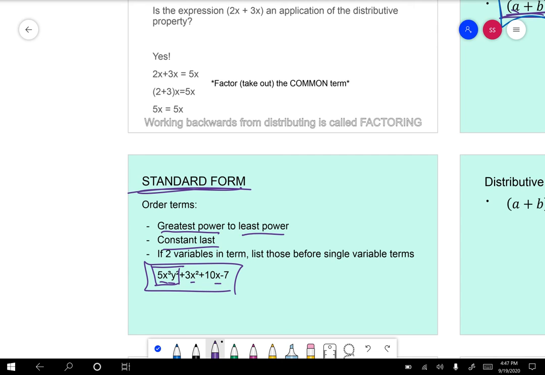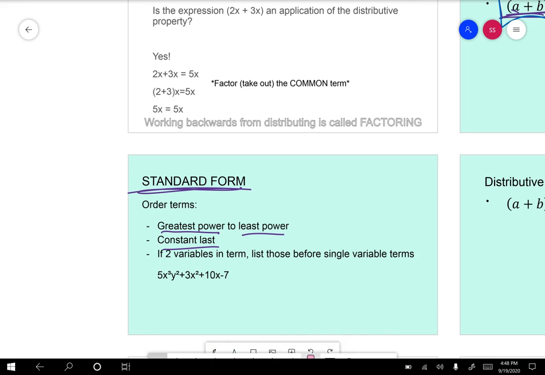Now we do have 2 with just x, but this one's x to the second power, so it has a greater power than x to the first, so that's why that is next. Then this comes before -7 because -7 is a constant, it doesn't have a variable, so that is last. That's kind of what I mean by standard form, right? And greatest power to least power. Generally in this class, we'll just have 1 variable, but I wanted to let you know what to do in case there are multiple variables.